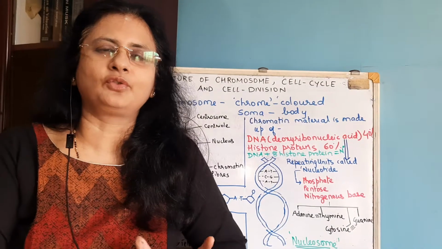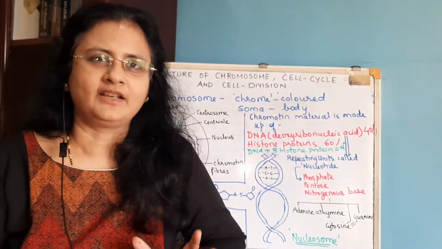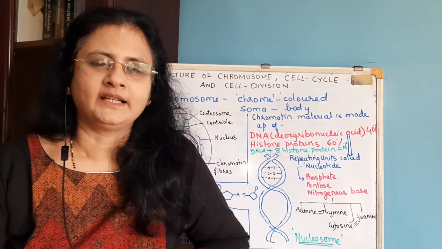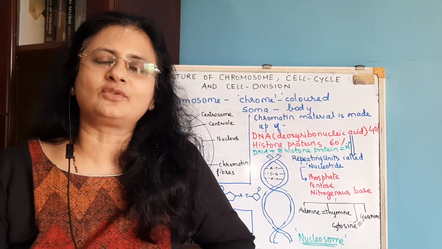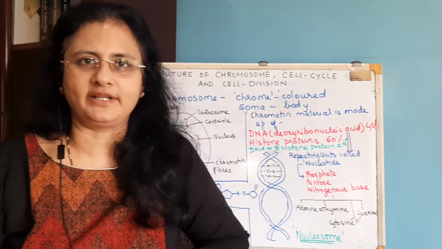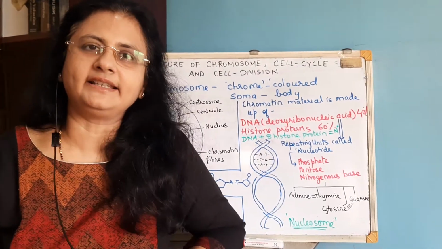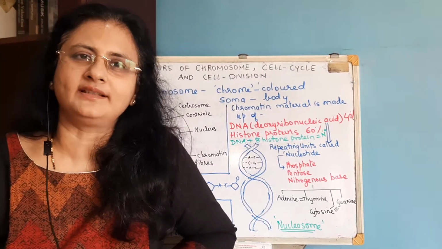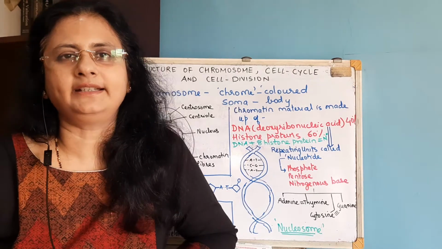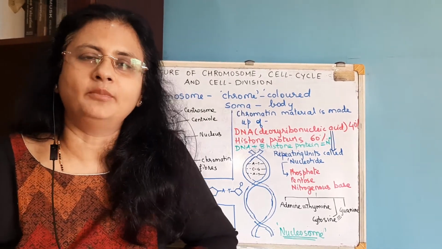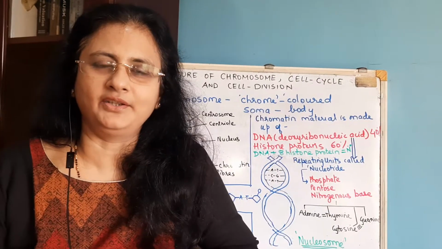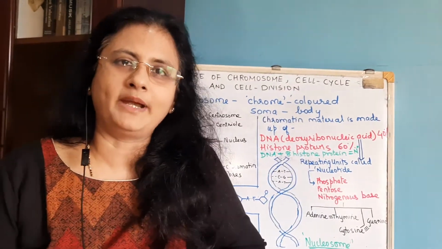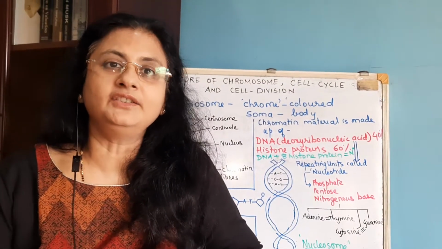To begin with, the word chromosome. The word chromosome is divided into two parts, chrome and some. Chrome means colored and some means body. So chromosomes are nothing but colored bodies. These chromosomes are cell organelles which are visible only at the time of cell division, and normally they are present as the chromatin network or chromatin granules, also called chromatin reticulum, in the nucleus.